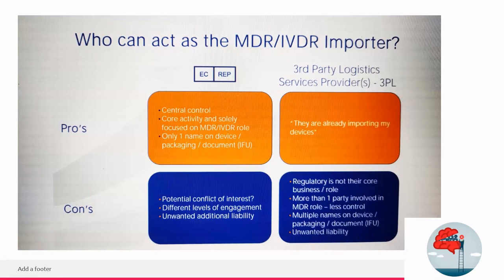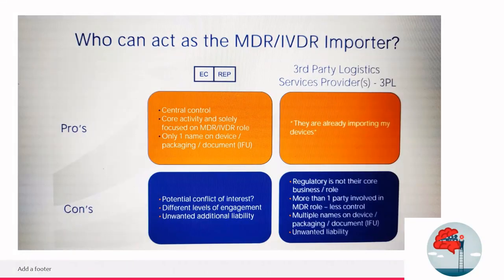As a manufacturer, you can decide: can I have each economic operator as an individual, separate person, or can I have more than one EO activity given to one party? So if your authorized representative is the economic operator, okay. So who can act as an MDR/IVDR importer?